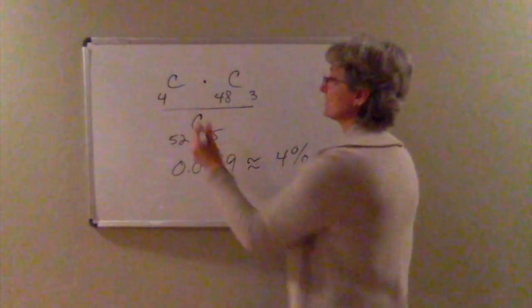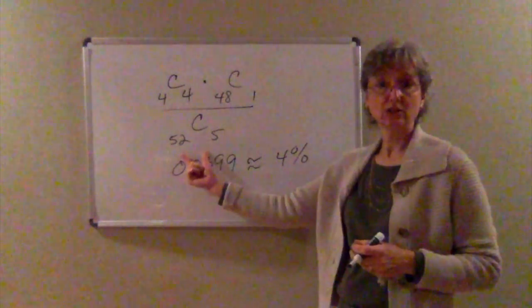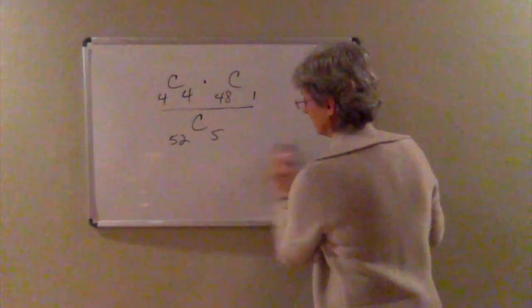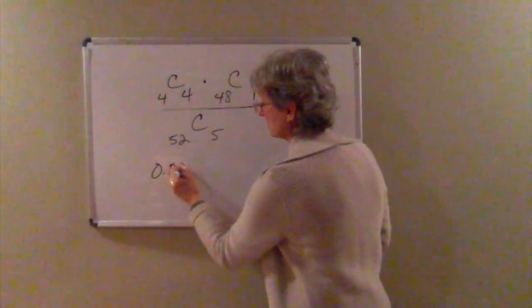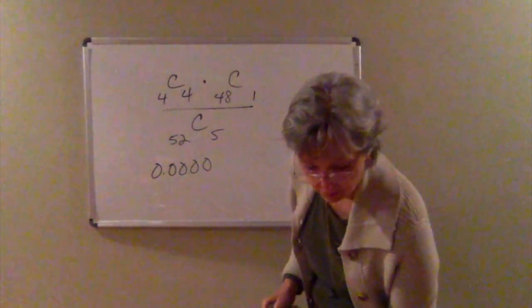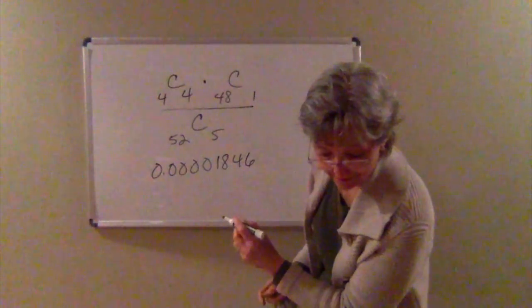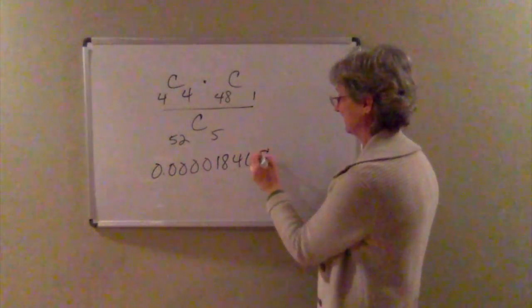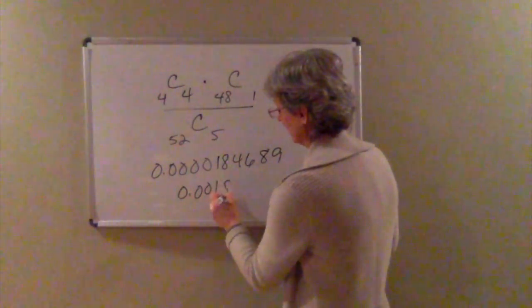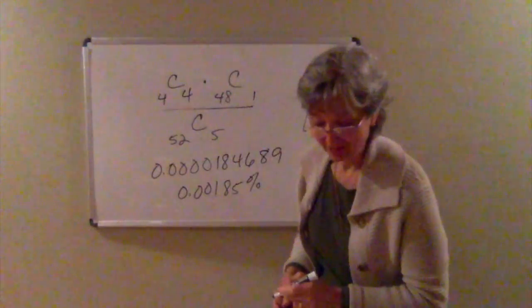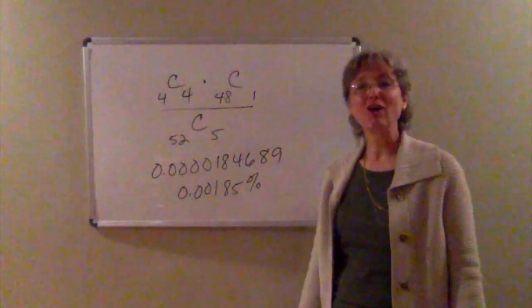Okay, if you want all 4 7s, this should be a 4, that should be a 1, and this doesn't change. When you multiply that out, obviously you're going to get a much smaller number. It is 0.000001 8184689, or this is 0.000185%. That is a very, very small likelihood to get all 4 7s.